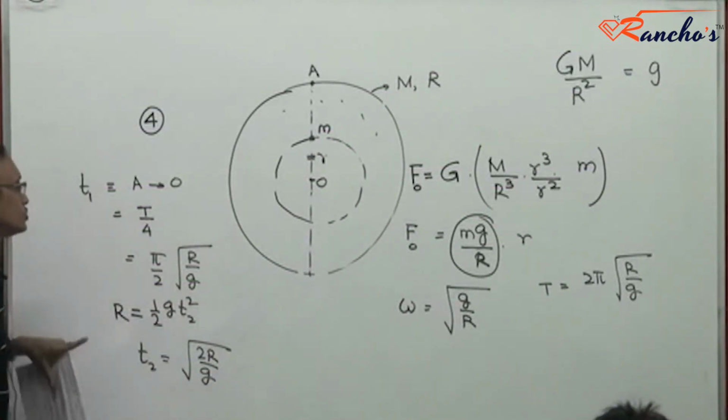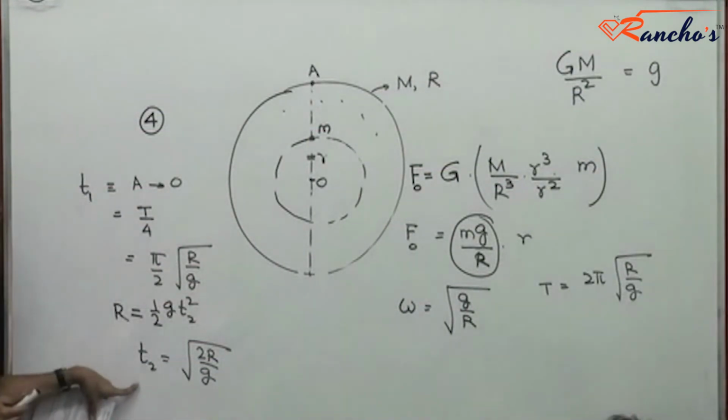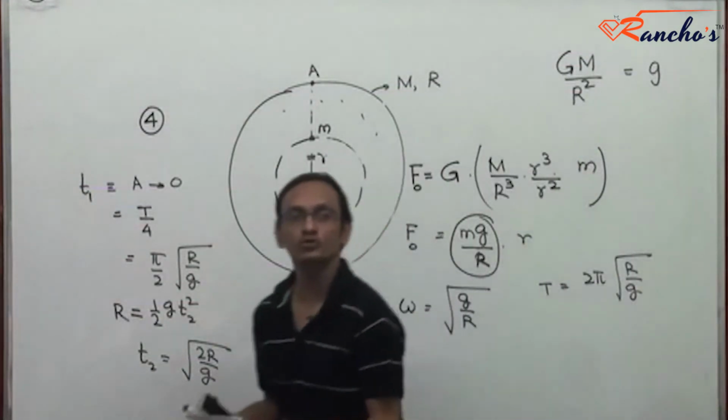So T2 then becomes root 2R by g, and this gives you an opportunity to compute T1 by T2. Have you attempted more than this? You have.